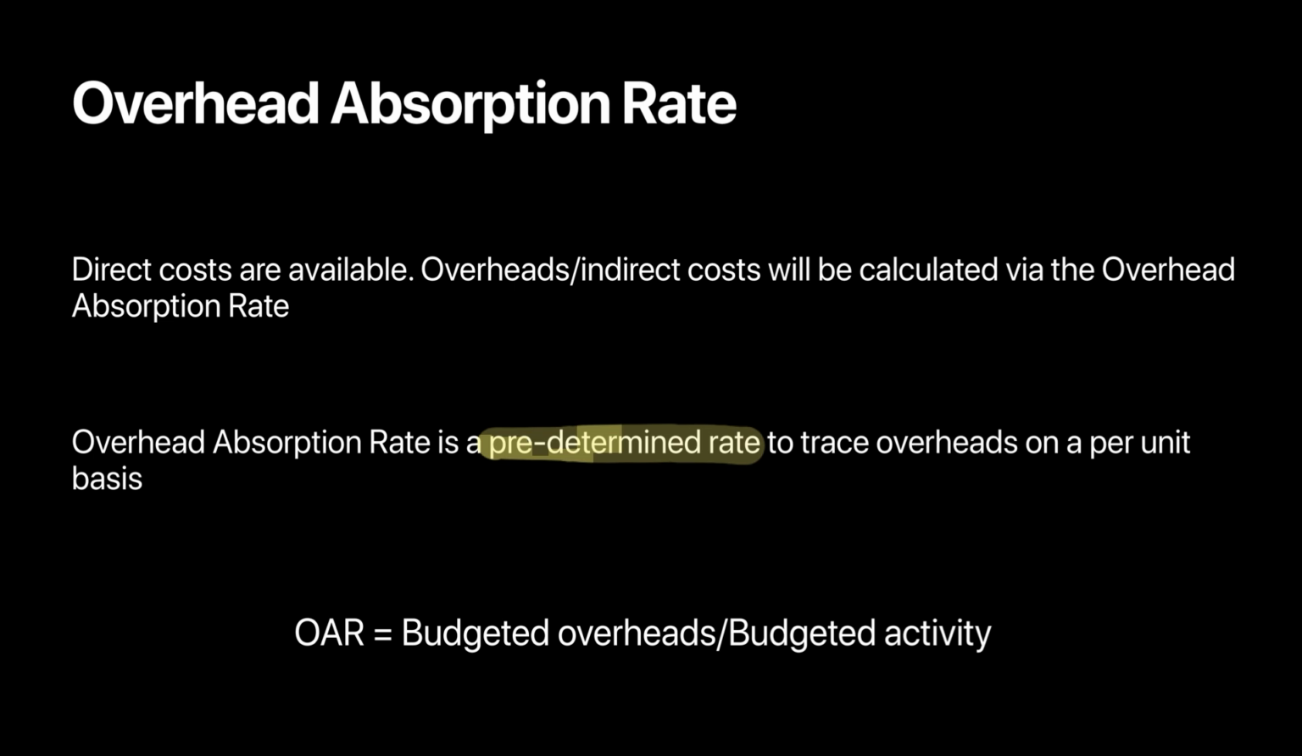So overhead absorption rate says that you need to trace these overheads to a suitable budgeted activity. Now we'll discuss this budgeted activity in the later videos as well. But budgeted activity means that you need to trace these overheads on something that you can link the overhead to the output. All right, so we'll take a look at an example to understand what the overhead absorption rate implies and how that helps a manager.